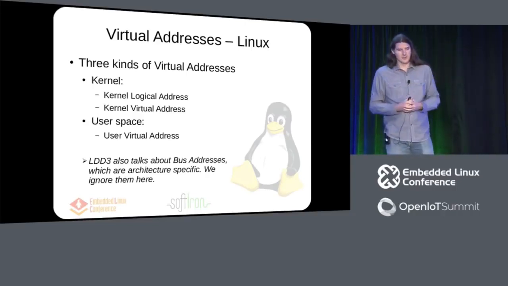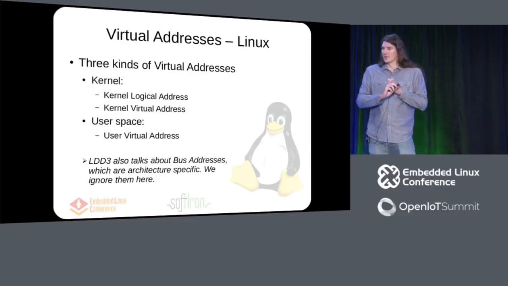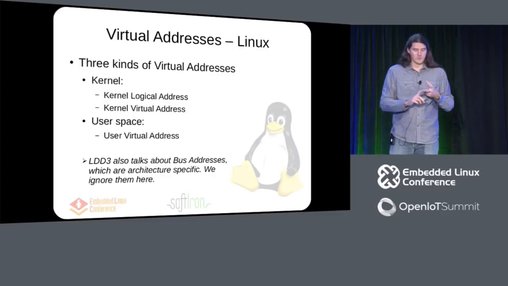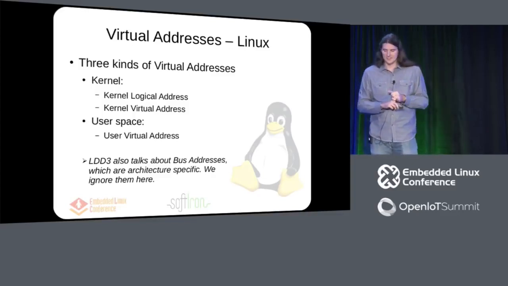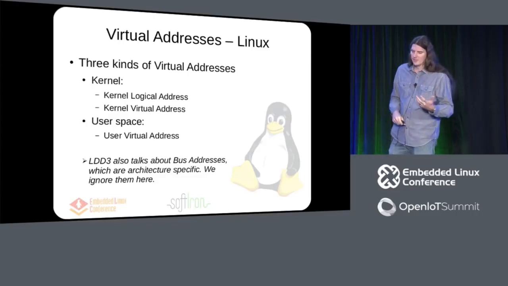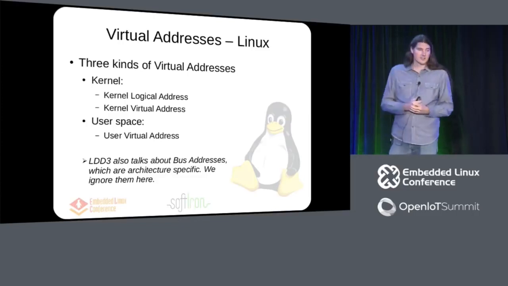We have two that are used by the kernel and one that's used by user space. So in the kernel, we have kernel logical addresses, and we have kernel virtual addresses. And then in user space, we have user virtual addresses. LDD3 also talks about bus addresses, which are architecture specific, but we're not going to talk about them here.